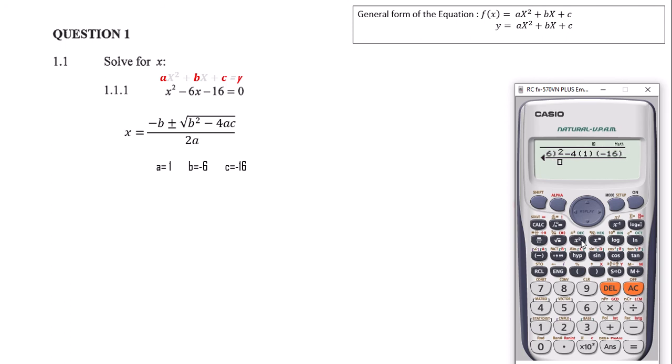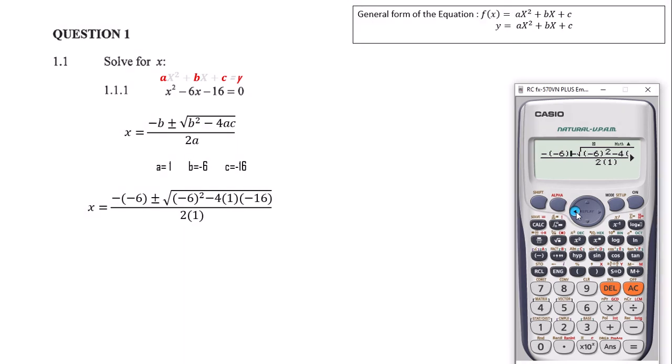Remember to take the signs. You take the signs and not just put in the values, and that's 2 times positive 1. Then you just press the equal sign, and that gives you negative 2. Okay, and that is how you substituted everything.